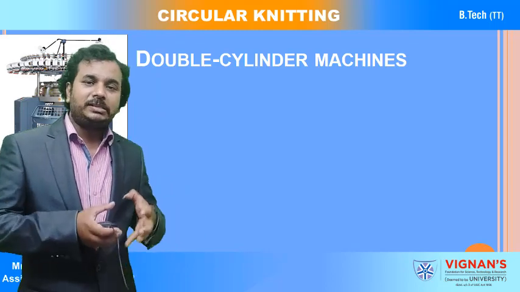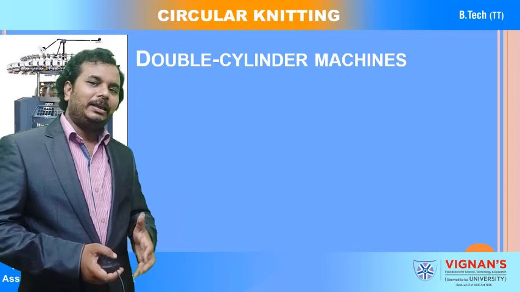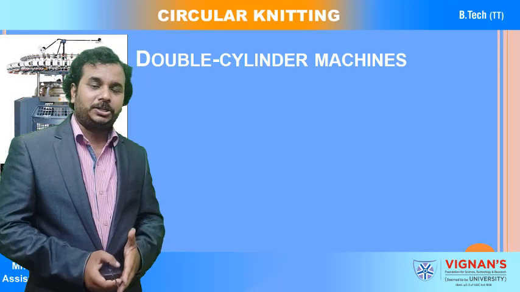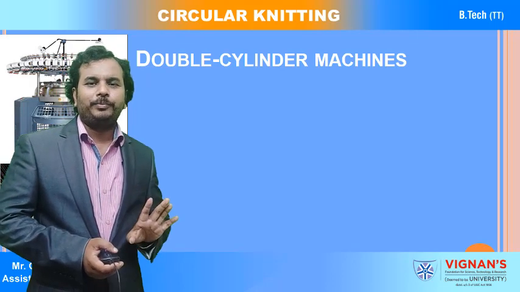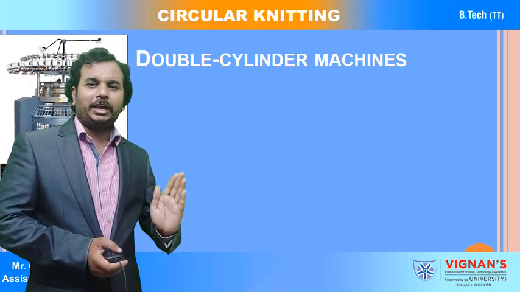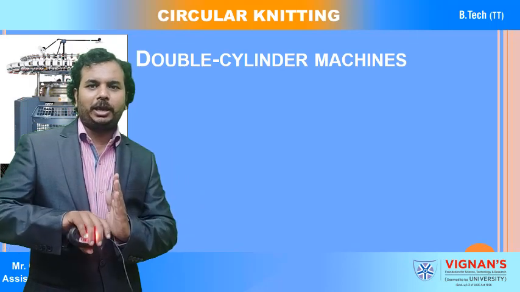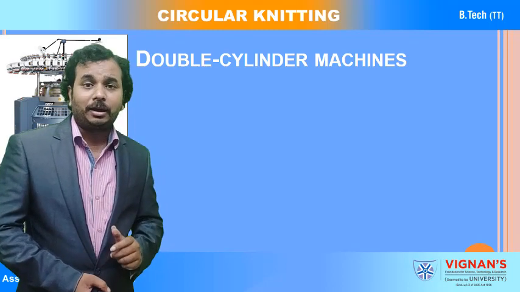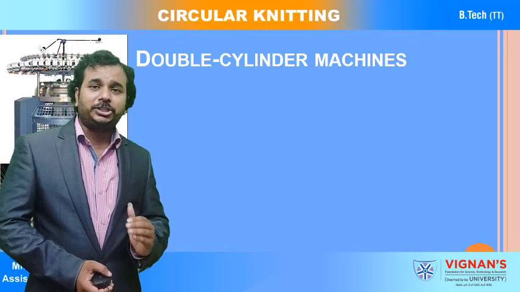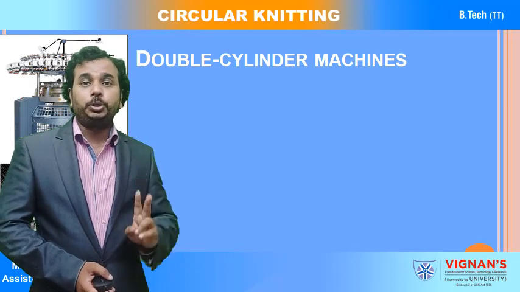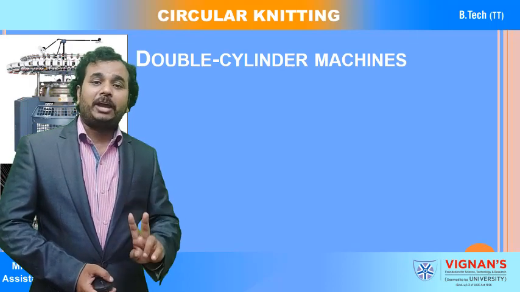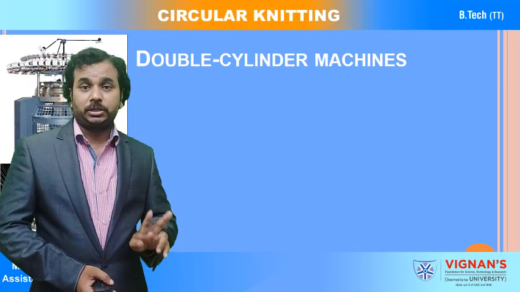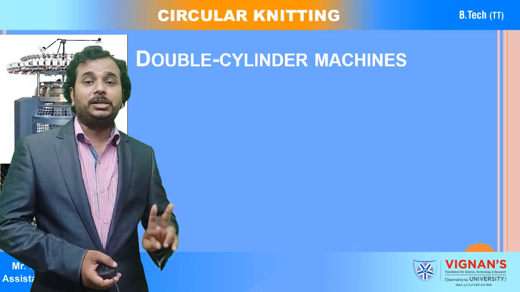Now we will see the third category, that is double cylinder machines. Nothing but two cylinders are there. In the cylinder and dial case, the cylinder is like this and the dial is like a small horizontal plate placed above the cylinder. But in double cylinder machines, we have two cylinders. We are going to use two cylinders to manufacture single jersey fabrics as well as purl structures.